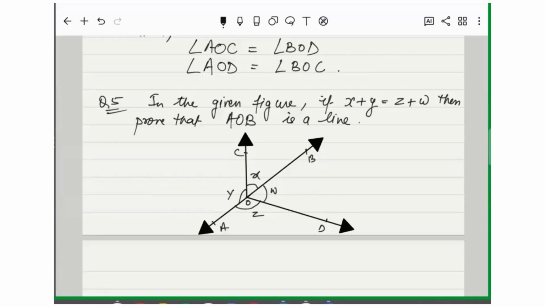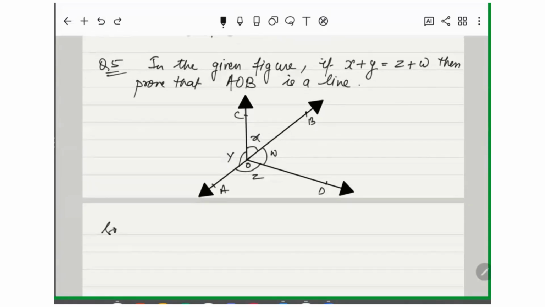Now look at this question number 5. In this figure, if x plus y is equal to z plus w, this condition is already given. Then we have to prove that AOB, means this one, is a line. Okay. So we have to prove that this is a line. Now how to do this?